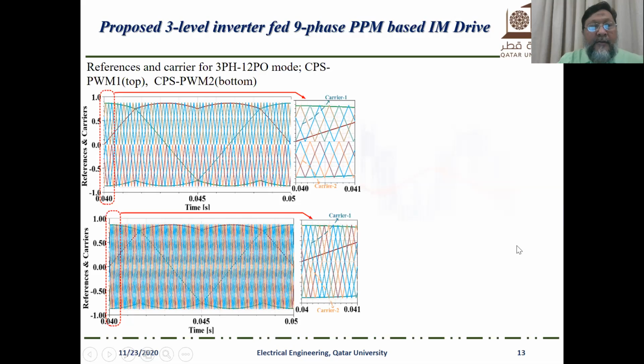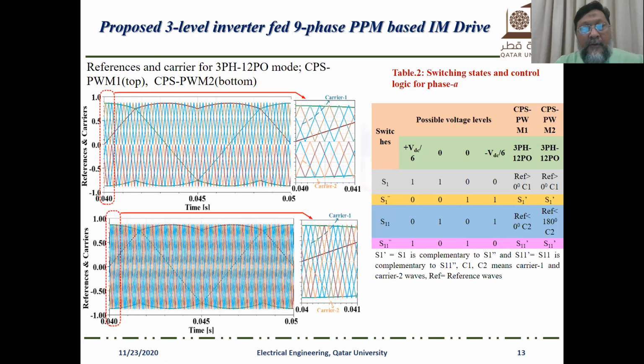So this is the 3-phase 12-pole mode operation. Here we implement the combination of phase shifted and level shifted. There are 6 carriers, 3 here and 3 here, and they are level shifted. This is the carrier, and this is the reference signal. Here the switching tables are shown, and this is all phase shifted for the implementation in 3-phase 12-pole mode.